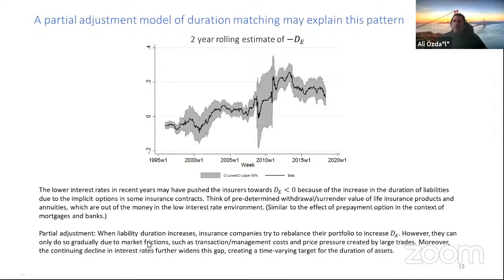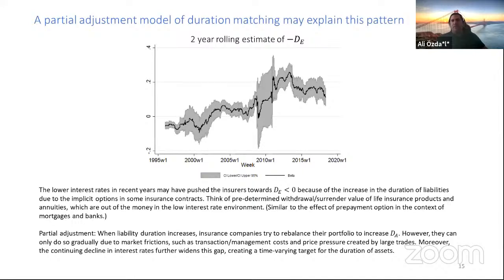So, for example, the reason for the partial adjustment might be market frictions, such as the management costs that we have talked about, or transaction costs, or the price pressure created by large trades, or the unwillingness of large insurance companies to reveal the information they have to the other market participants. Like I said, the continuing decline in the interest rates always further widens this gap by decreasing the duration of the liabilities, and it creates a time-varying target for the duration of assets of the insurance companies.